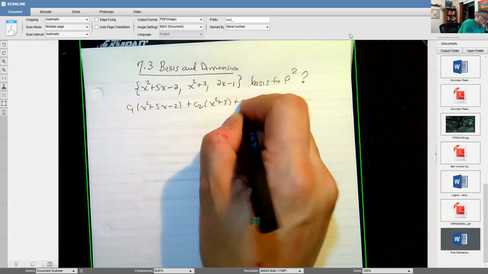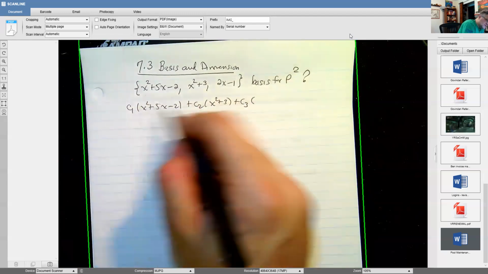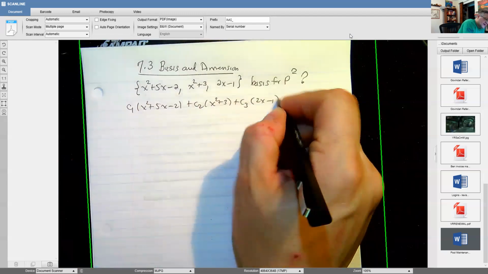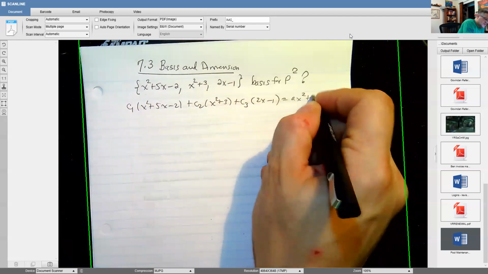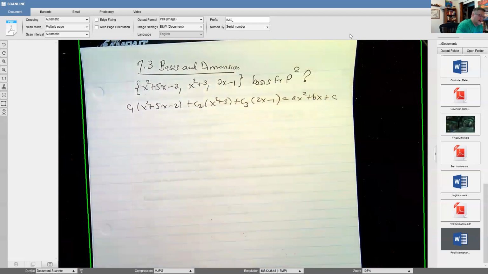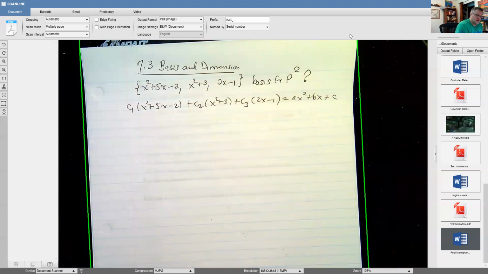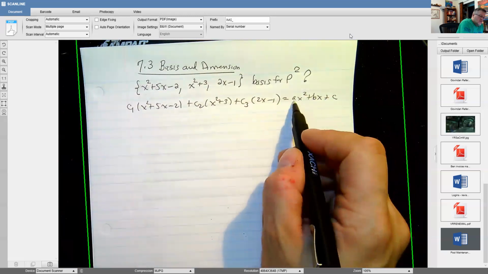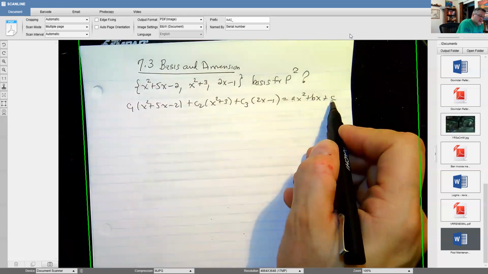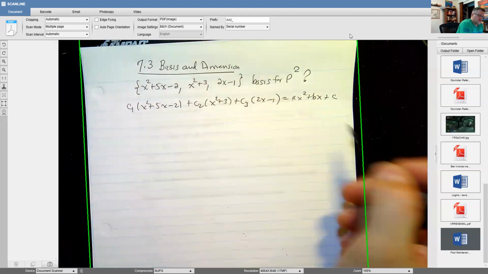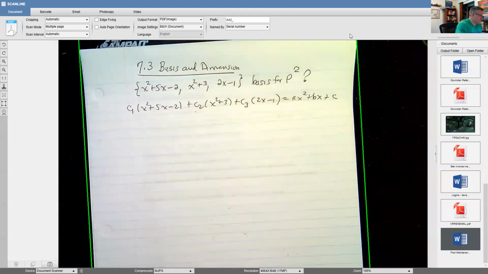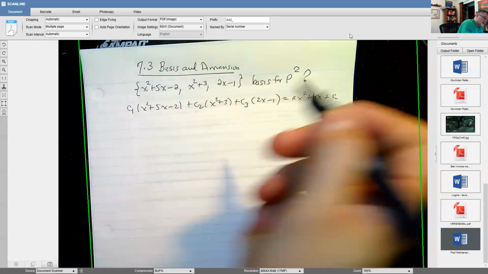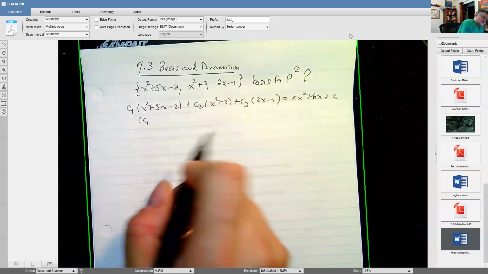All right, and so our first question is, if I multiply the first one by c1, the second one by c2, and then the last one by c3, I want to set that equal to ax squared plus bx plus c, right? And I want to know for what a, b, and c I can find c1, c2, and c3 for which that's true. Okay, and so again, you're going to combine like terms.